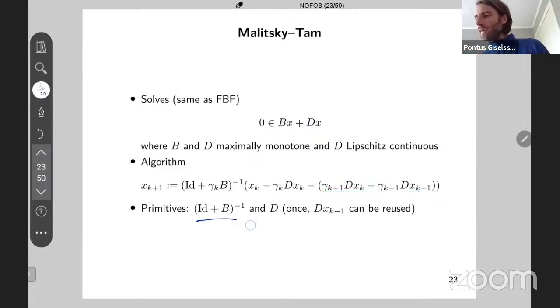And here we have two applications of D in every iteration, but since it's applied to xk and xk minus 1, one of them can be reused. This one can be reused from the previous iteration. So therefore, we only have one D evaluation per iteration instead of two.